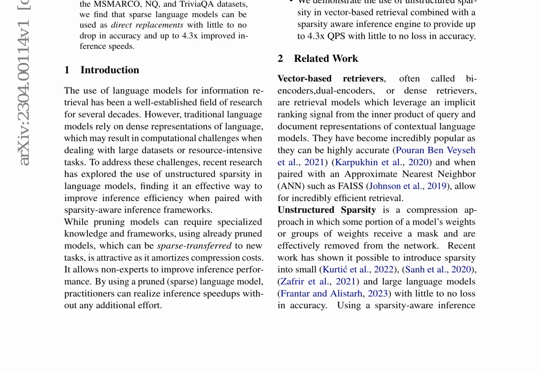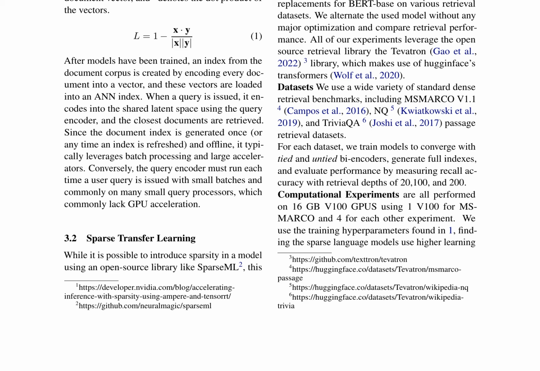The results are evaluated by measuring recall accuracy with retrieval depths of 20, 100, and 200. Computational experiments are performed on 16 GB V100 GPUs, with 1 V100 used for MSMARCO and 4 for each other experiment. The training hyperparameters result in higher learning rates for the sparse language models. The use of sparse transfer learning in dense retrieval has the potential to significantly improve inference throughput, making it an attractive approach for real-world applications.